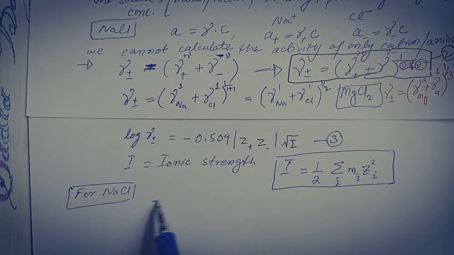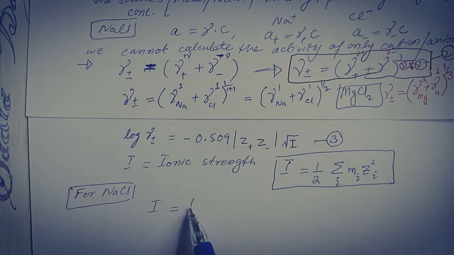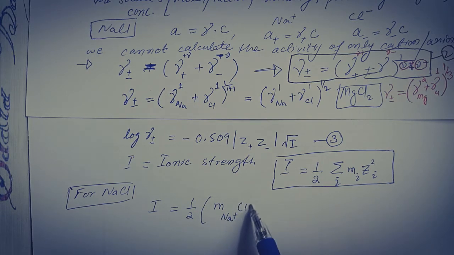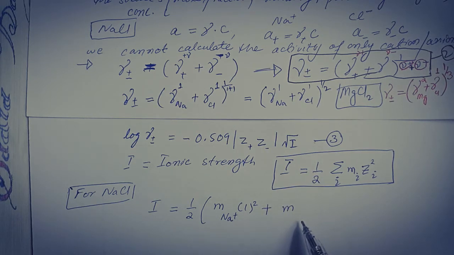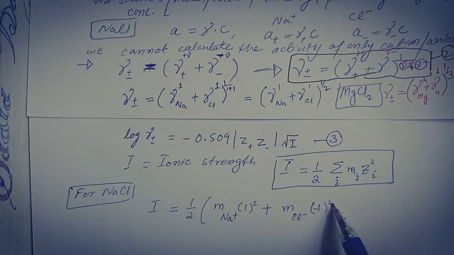the ionic strength can be calculated as molality of sodium ions plus molality of chloride ions times -1 squared.